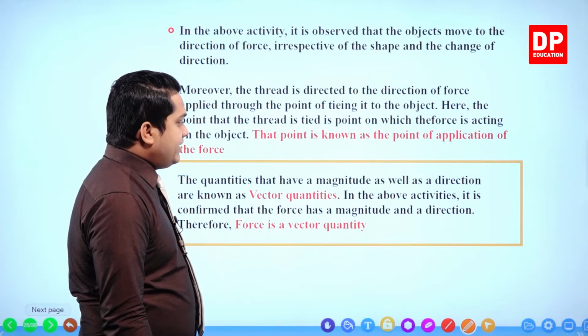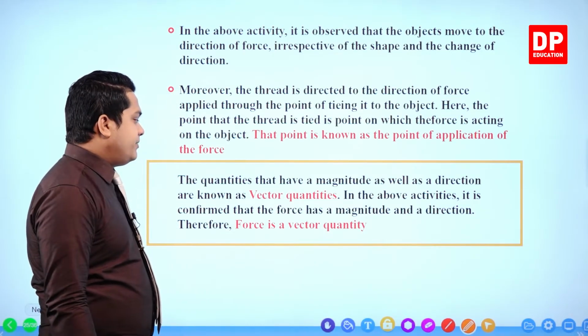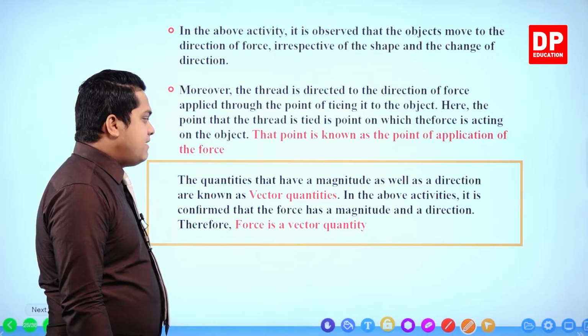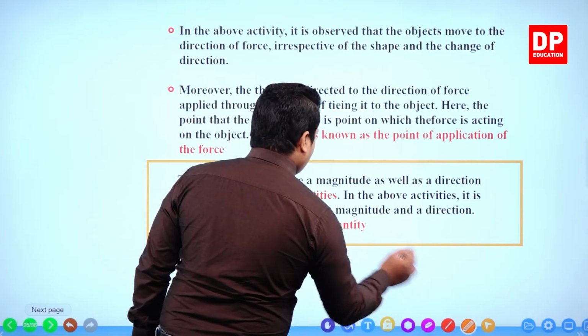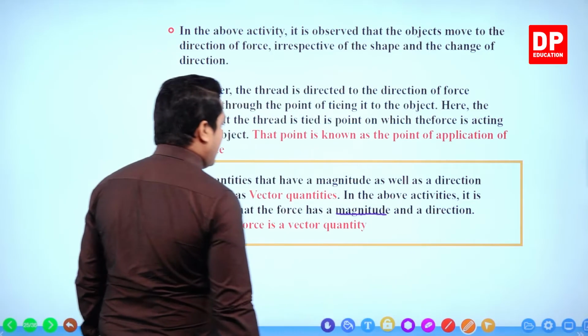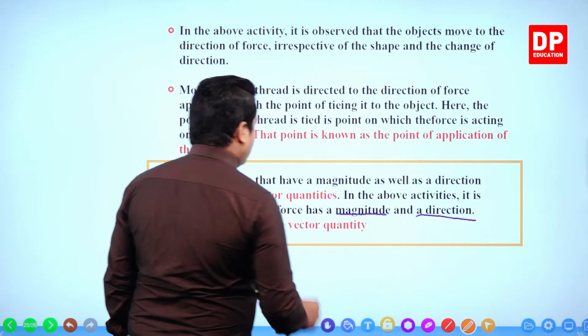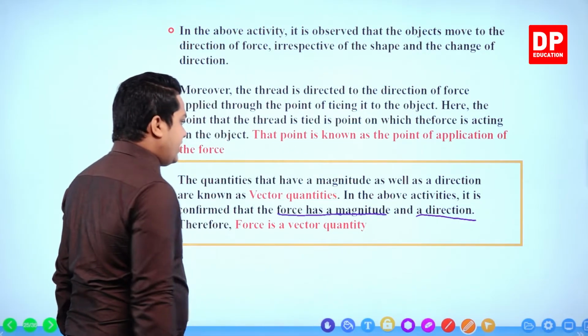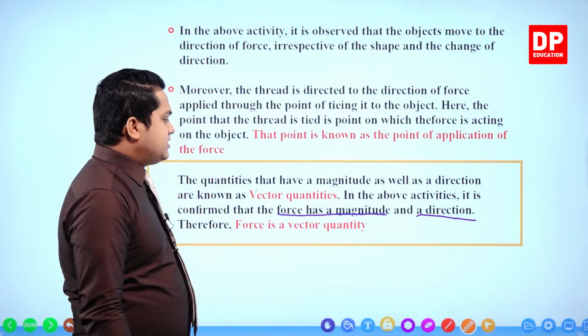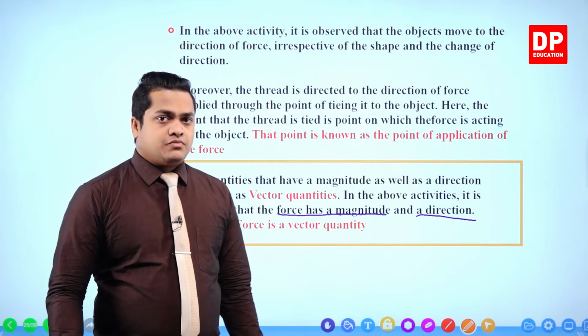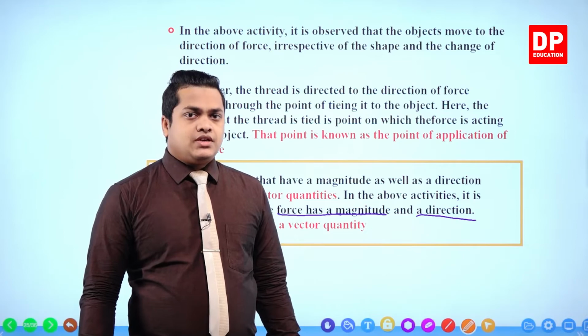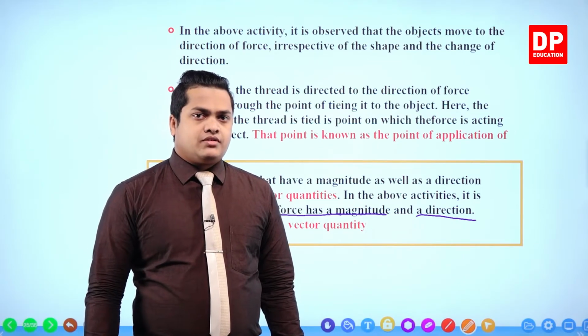In the above activities, it is confirmed that the force has a magnitude. So we know that the force is going to have a magnitude and also a direction. So force has a magnitude and a direction. Therefore, force is a vector quantity. Very special quantity. Force is a vector quantity, my dear children.